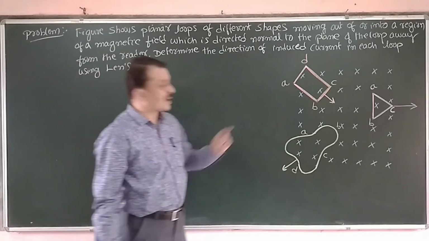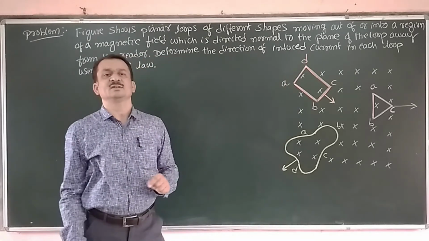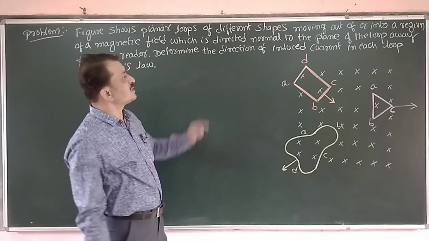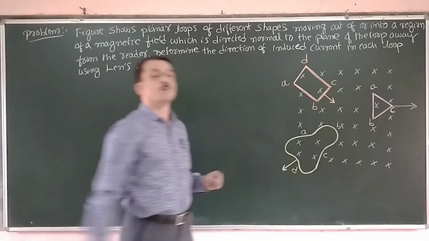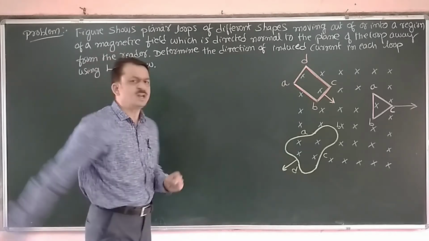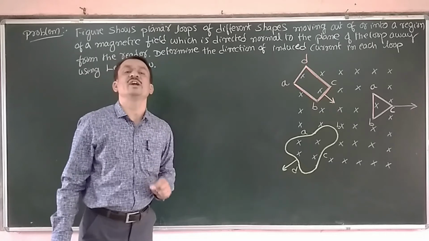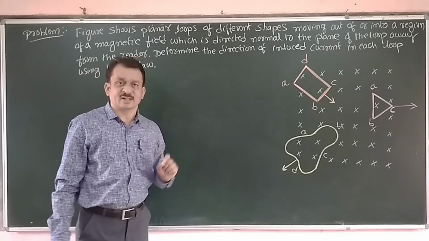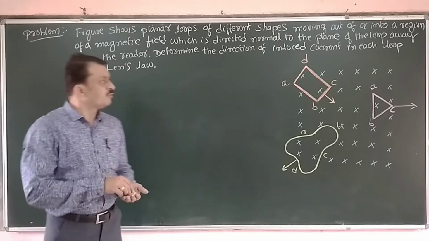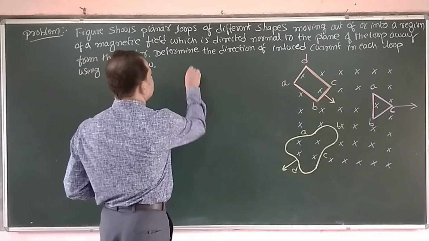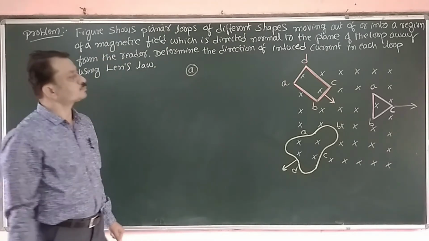Now the direction of the magnetic field is into the plane. In all these planes, it is away from the reader. That means it is into the plane of the board. It is into the plane of the board. Now we have to work out what is the direction of the induced current in these three planes by using Lenz law. For that one, let me take the first case, A, that is first loop, rectangular loop.